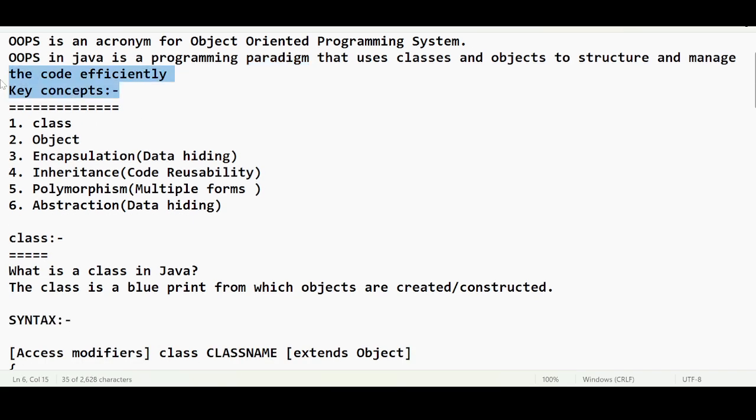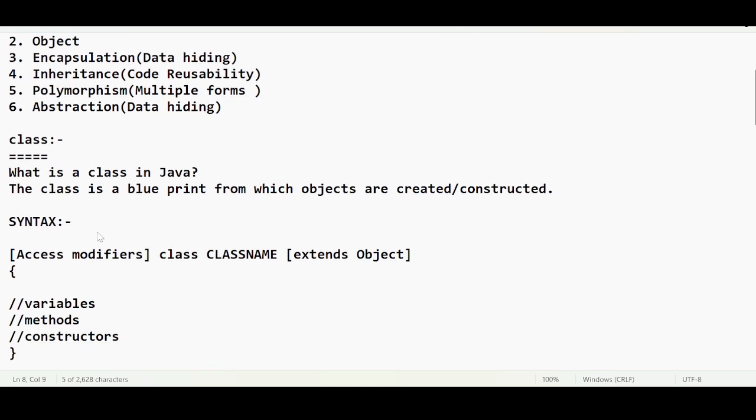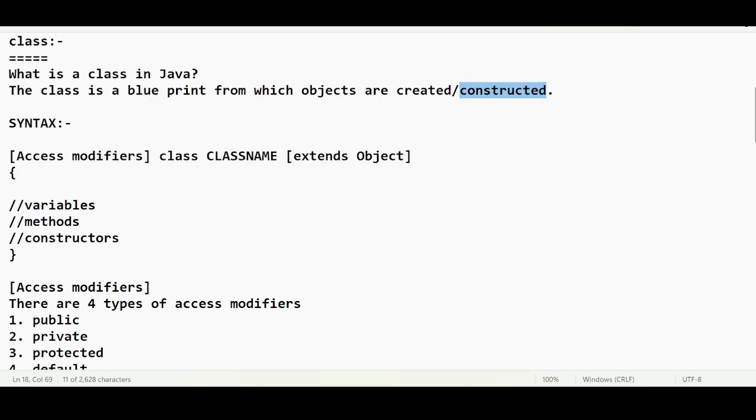And there are some key concepts we have to understand, like what is a class, what is an object, what is encapsulation, inheritance, polymorphism and abstraction. Yesterday we completely discussed what a class is. Now we know what a class is. If anyone asks you, you can just say that a class is a blueprint from which objects are created or constructed. It's just like a plan.